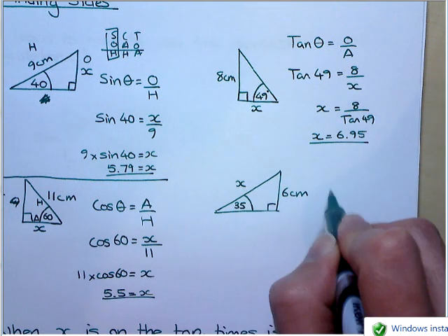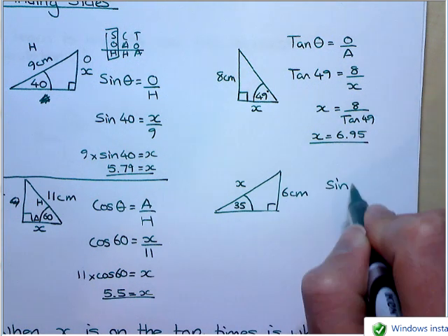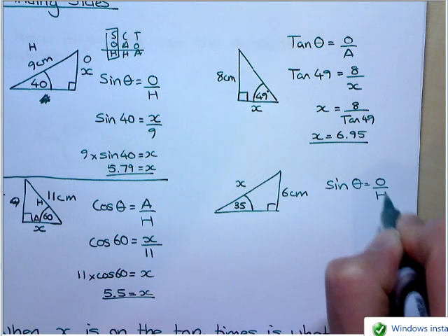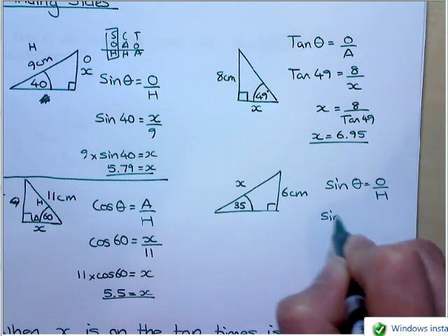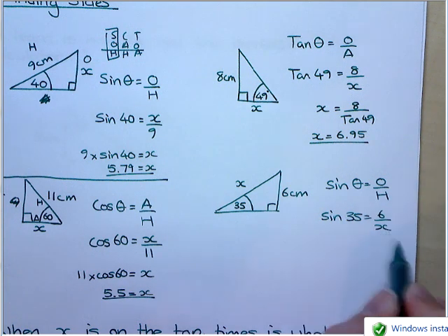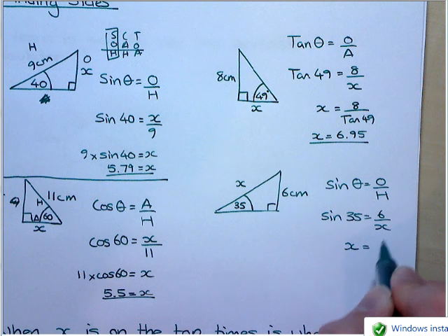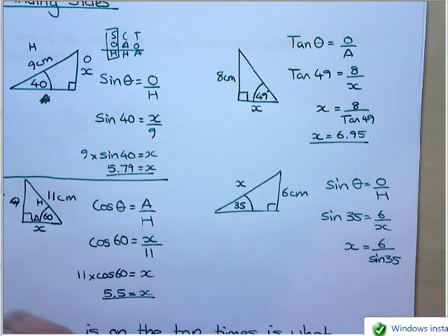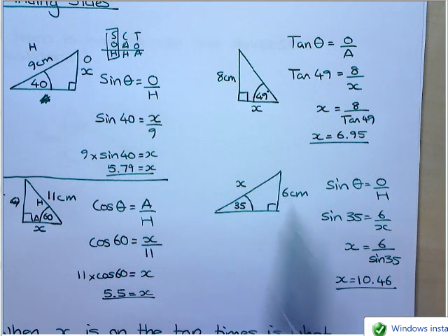So opposite and hypotenuse, I know this one is the sine. So sine of the angle is O over h. Pop the numbers in. So sine 35 is 6 over x. X is on the bottom, we pull the switcheroo. So the x and the sine 35 swap over. And then we just type it in. 6 divided by sine 35, and I get 10.46.